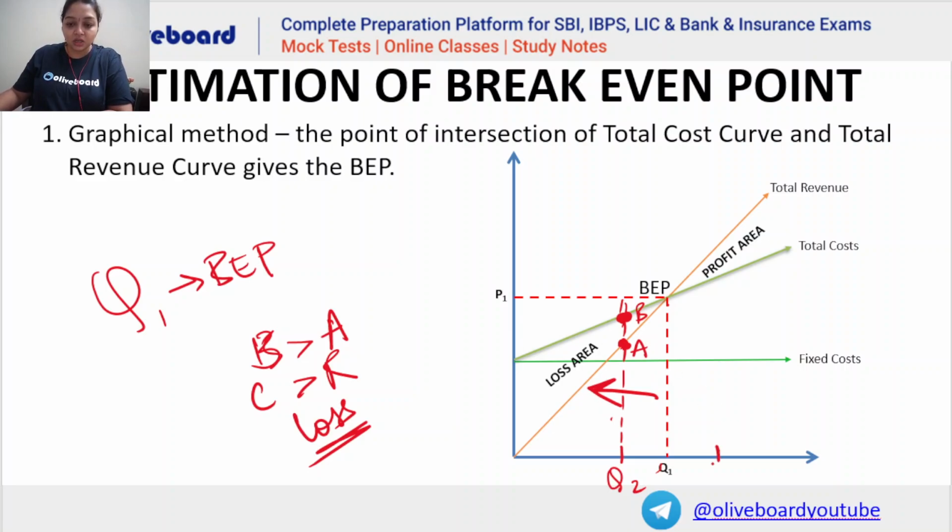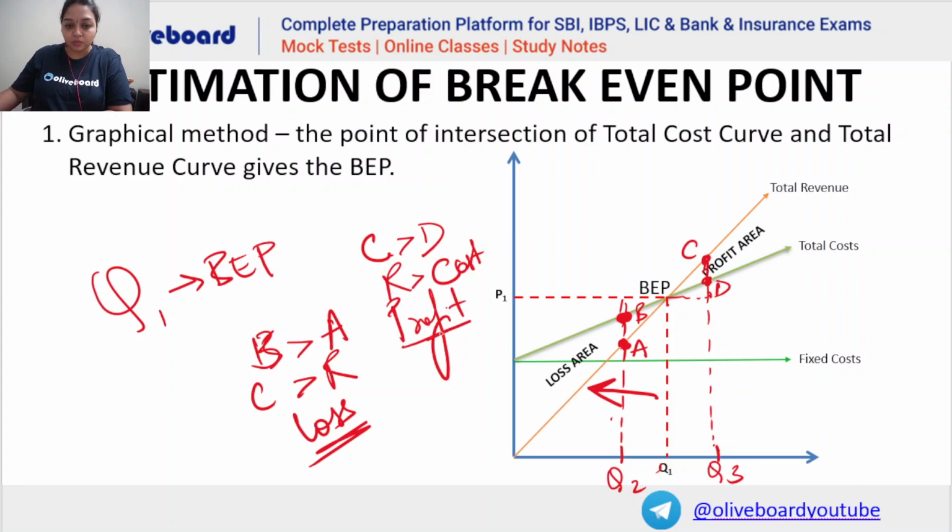But now let us consider Q3 here, right? So at this point, can you see, let us say this is point C, this is point D. C is greater than D, that is revenue is greater than cost. Oh sorry, this is cost. Revenue is greater than cost, that means it is profit. So any quantity after the break even point is going to give you profit, right? So this is the meaning. I hope the graph is clear.